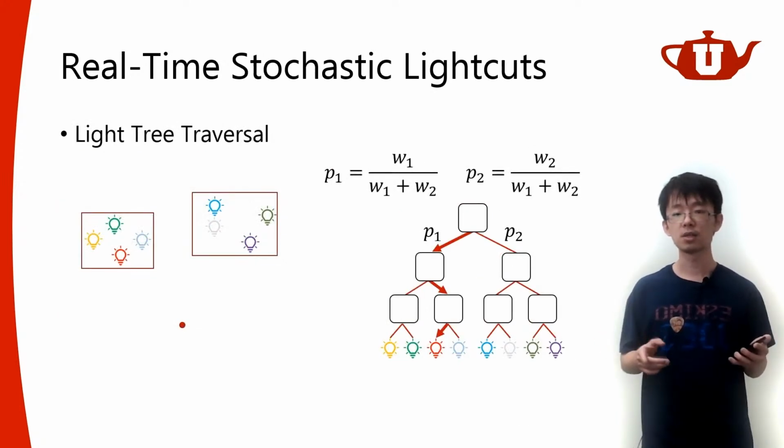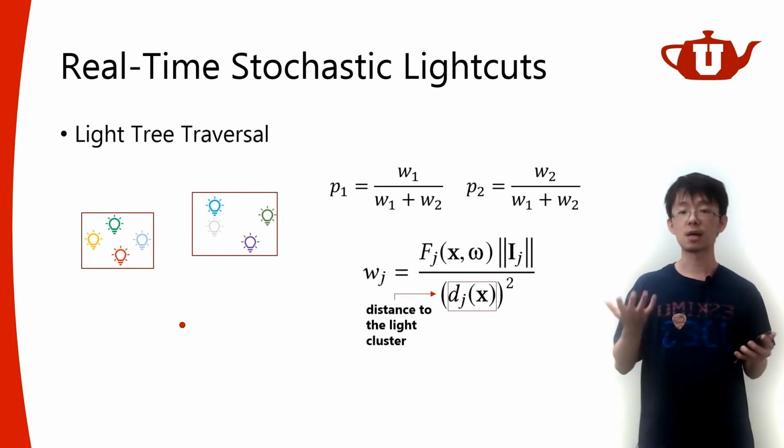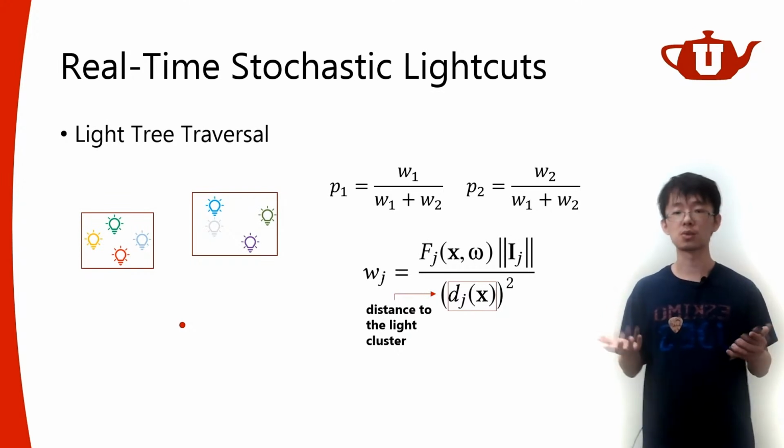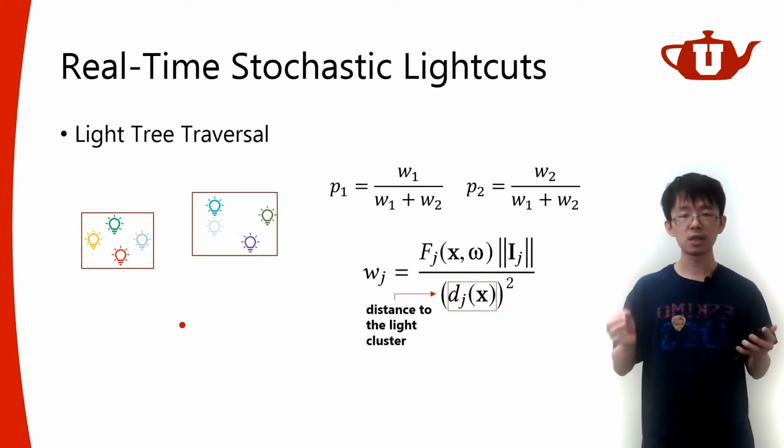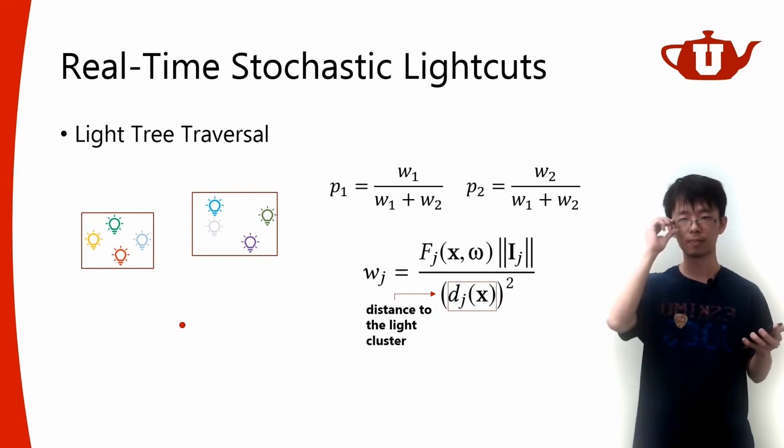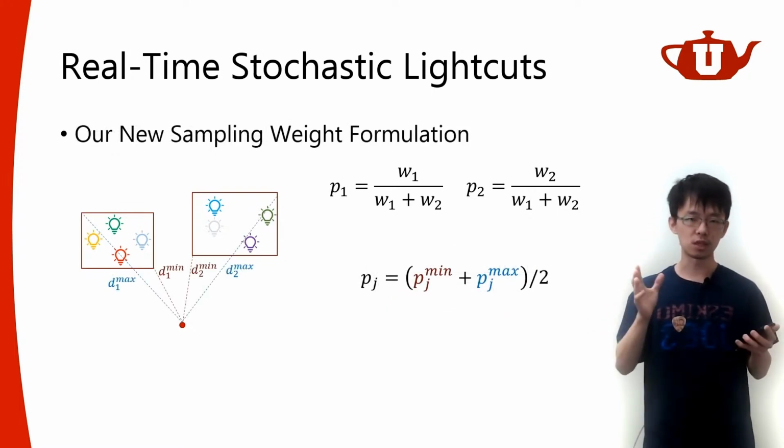To sample a light, we need to traverse our light tree by hierarchical importance sampling. The weight for selecting a branch is related to distance to the light cluster, but it is tricky to define a distance that does not cause problems like infinite sampling weights, which can happen when the distance is 0. Here, we propose a different strategy.